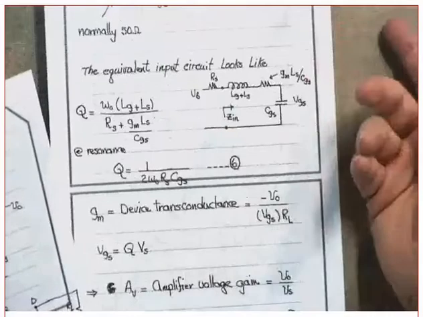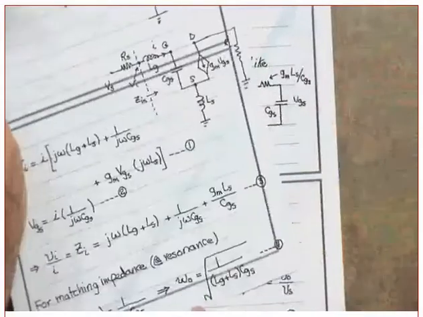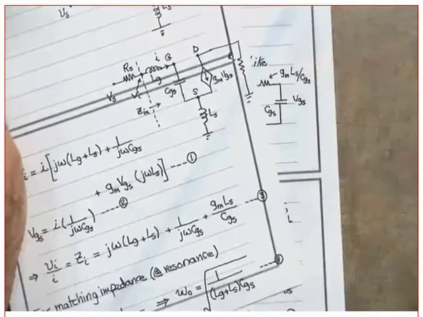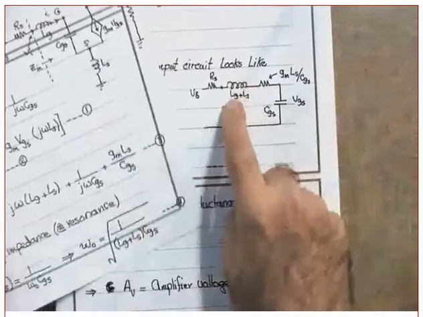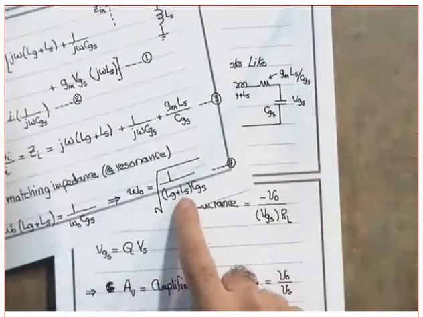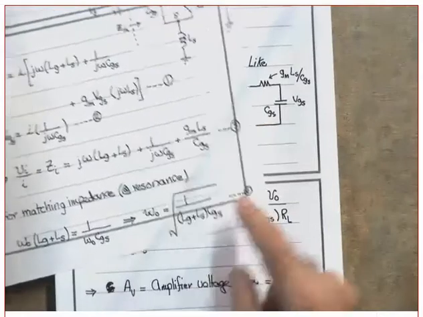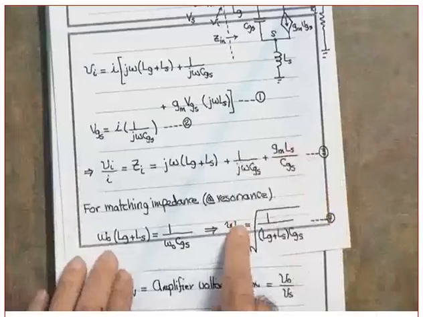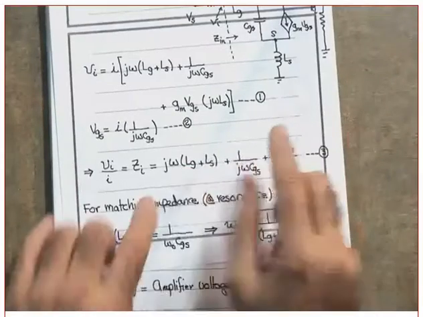Okay. Will this one resonate? What is the resonance frequency? I know that omega naught is equal to 1 over square root of LC. Now, what is the L here? The L is the combination, which is LG plus LS. And the C is CGS. Did you get this or not? Yes or no?